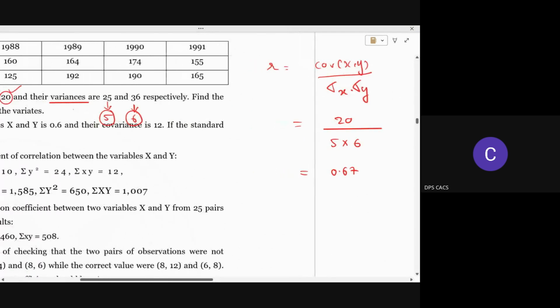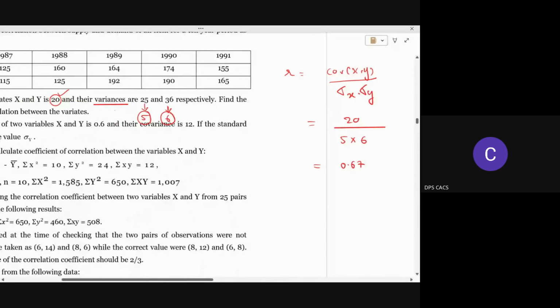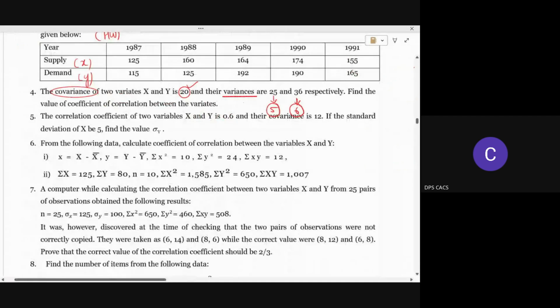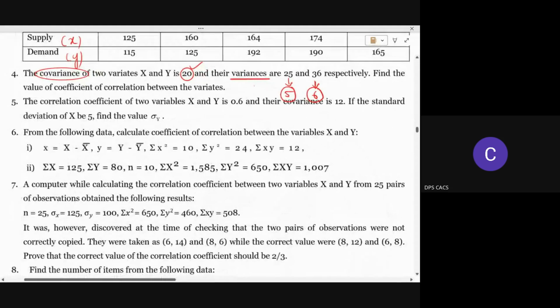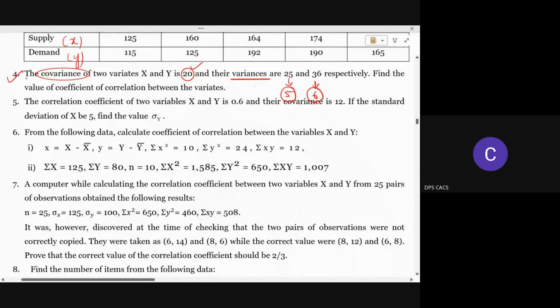If you have any conceptual doubt why we are applying Formula 1, how we are doing these things, raise your hand. Clear to everyone? Now, question number 5. Similar question. 4 we are done. 0.67 is the answer. If you have any doubt, you can tell me.